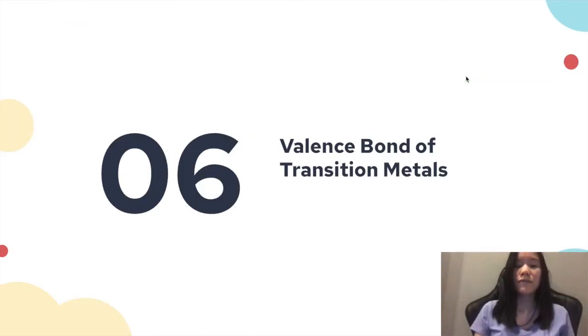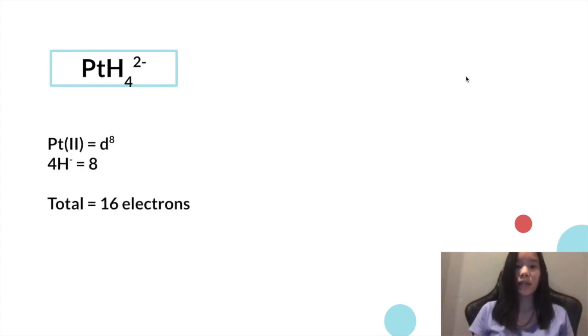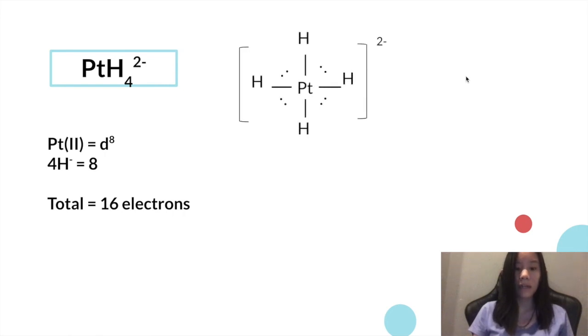And finally is the valence bond theory of the transition metals. PtH4 2 minus is the representation of the valence bond theory of transition metals. Platinum 2 is d8, and hydrogen has 4 electrons. So in total there are 16 electrons, which are over the 12 electrons in the shell. So the structure should be adapted to represent the molecule with 12 electrons in the bonding.